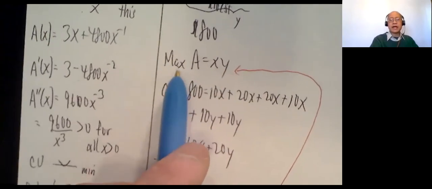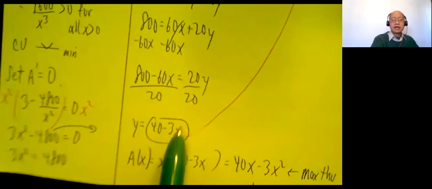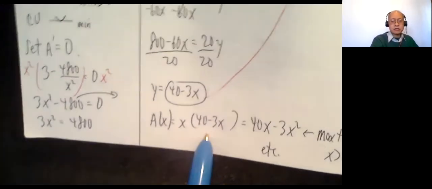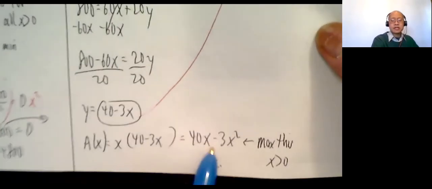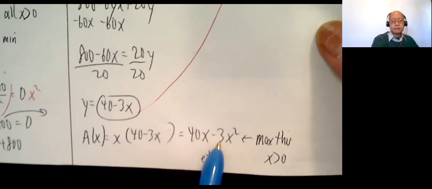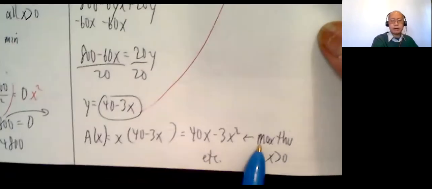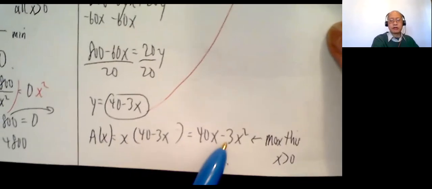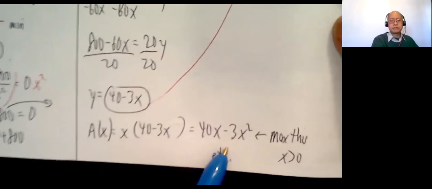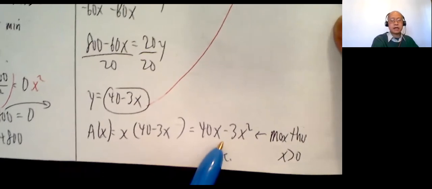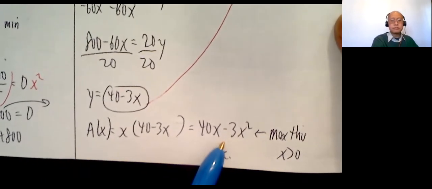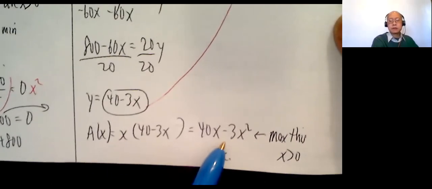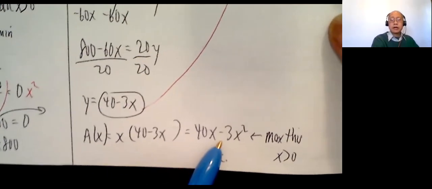Okay, so I'm trying to maximize the area, which is X times Y. Here's Y. So A of X is X times 40 minus 3X. This is Y. So 40X minus 3X squared. Okay, and you take it from there. So that's what you're trying to maximize with X greater than 0. And I think that's pretty easy to do. The first derivative and second derivative, that should not be that big a deal. Okay, and that's basically it. You will end up with a fraction, but that's okay. All right, I'm done, folks.